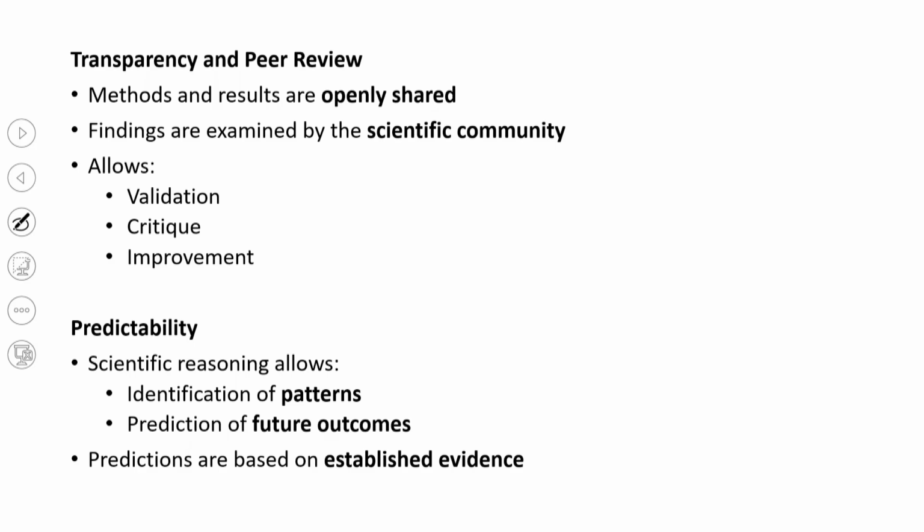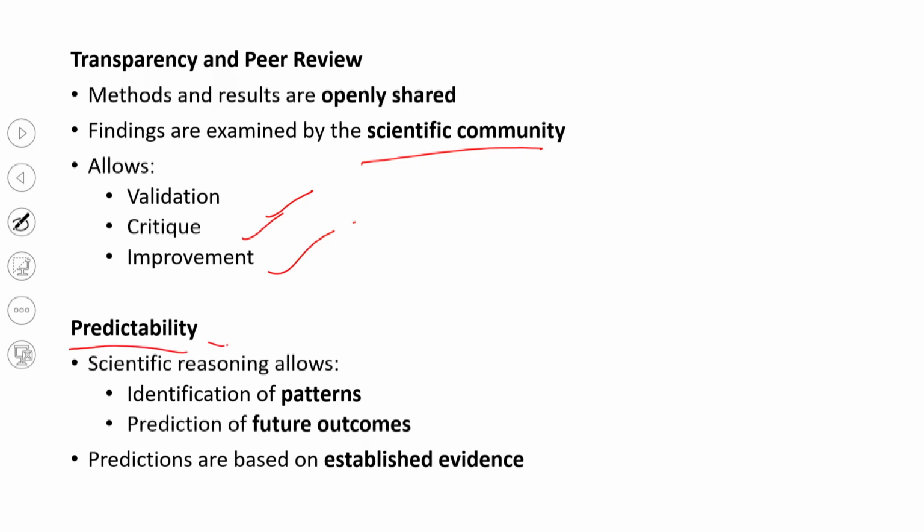So, the idea is that if someone else is interested, they can follow the same steps and see whether this is true or not. So, findings are then examined by the scientific community when it is published. It allows validation, critique, improvement and so on. This is how knowledge grows and improves. So, this is called transparency and peer review.